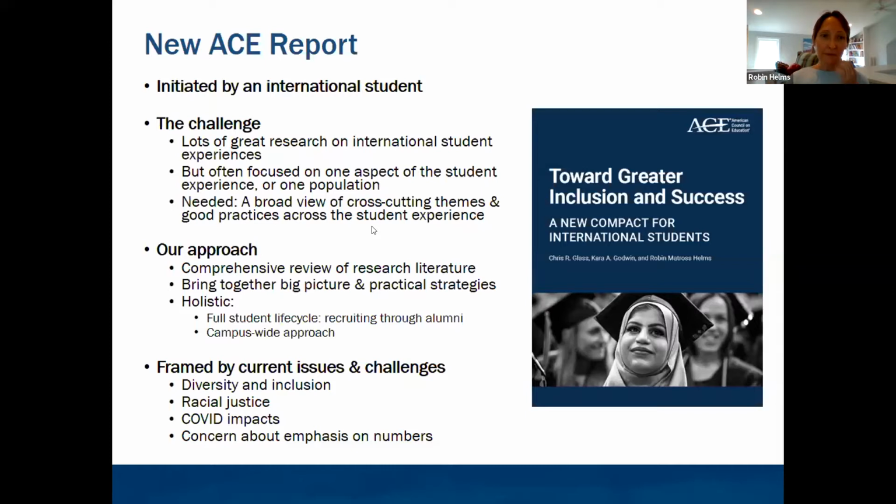The project is also framed by current issues and challenges. So a lot of credit goes to the primary authors on the report, Chris Glass and Kara Godwin, for taking into account what's happening right now. So there's a big focus, as the title suggests, on diversity and inclusion. We address racial justice issues and COVID impacts, and concerns about numbers or an overemphasis on the number of students as well. So I think one thing that we've seen in the last year, when we've had fewer international students on campus, is a lot of conversation about the importance of international students, but it's often framed around getting more students to campus, bringing more students, the tuition dollars that they bring. And so we really wanted to expand that conversation and refocus it on inclusion and success.